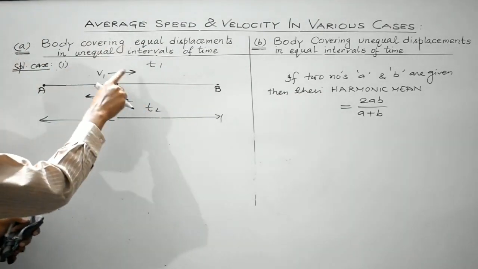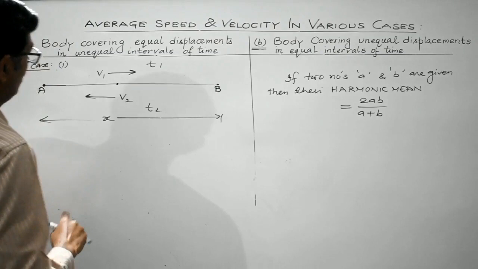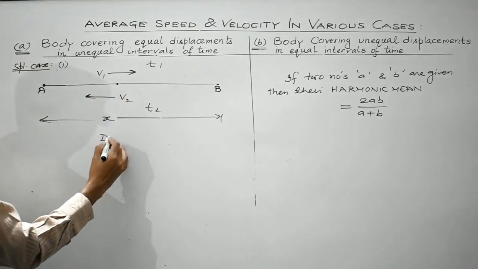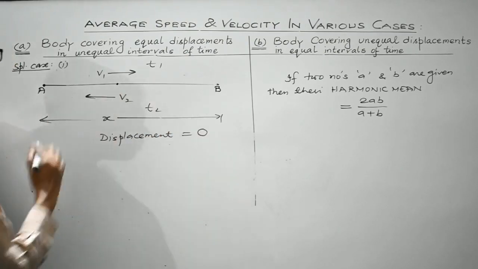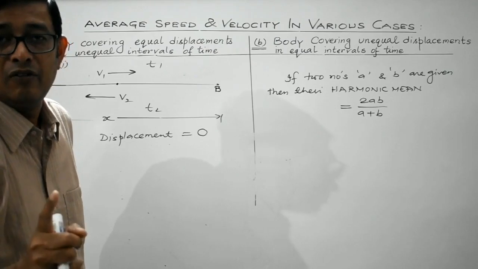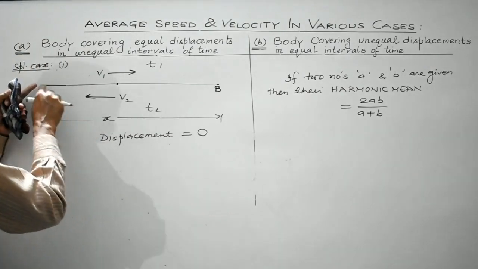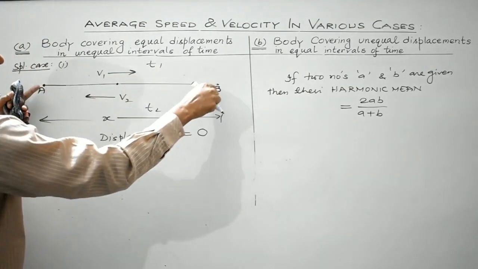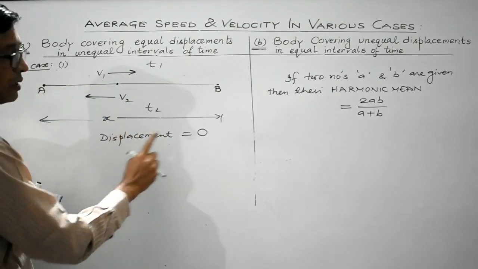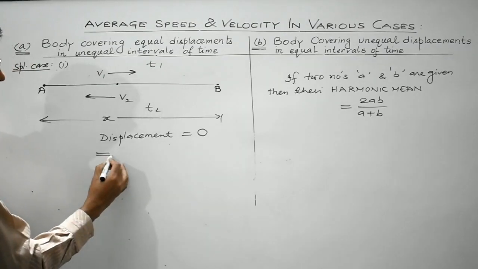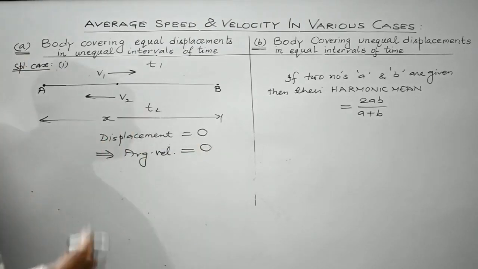So again, we are dealing with the same case: the body covering equal distances in unequal intervals of time. Throughout the journey, what will be the displacement? It will be equal to 0. Students, you must remember, whenever the initial position coincides with the final position, the displacement is always 0. Here the initial point is A, and it comes back to point A, so displacement is 0. And whenever displacement is 0, the velocity would be 0. So in this case, average velocity would be 0.